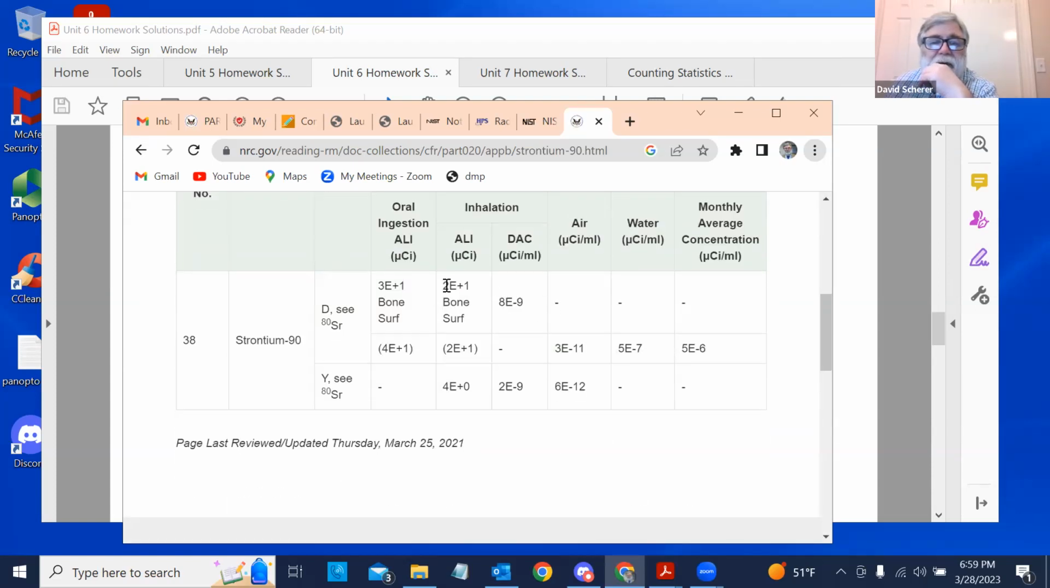And here are the ALIs that are involved. Now, when you look at this and you see it has a tissue component, bone surface, it's telling me that 20 microcurie is the ALI. A 20 microcurie intake leads to a committed dose to the bone of 50 rem. The ones in parentheses are for the whole body. If there's no tissue noted, then it's for the whole body. It's for the effective dose equivalent.